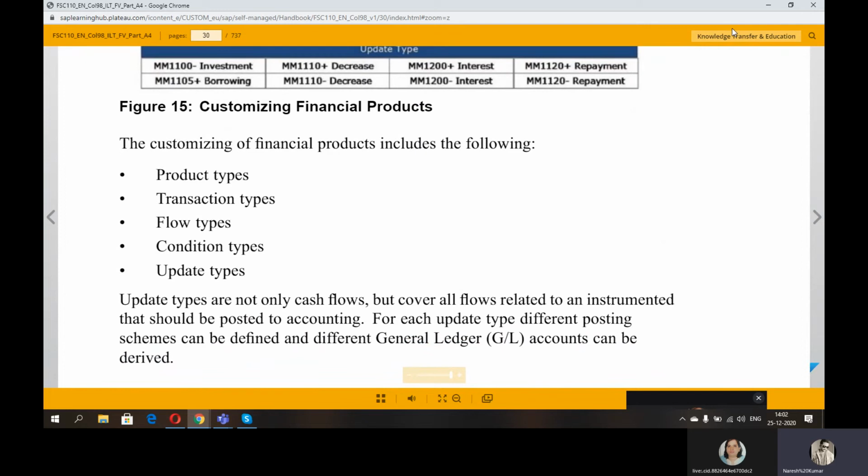We have to define product types, transaction types, flow types, condition types, update types based on that. Update types are not only cash flow but cover all flows related to an instrument that should be posted on accounting. For each update type, different posting schemes can be defined and different general ledger accounts can be derived.